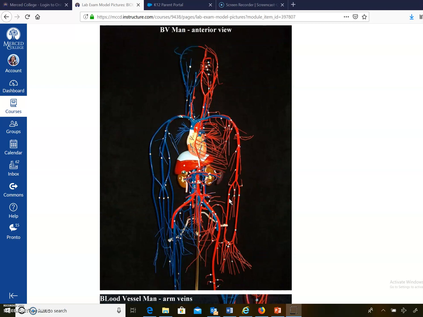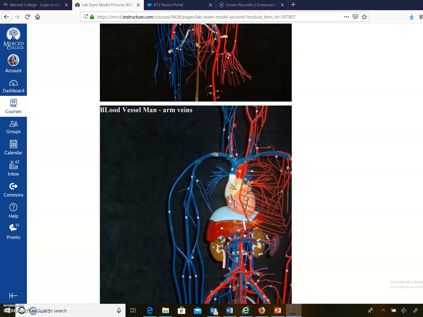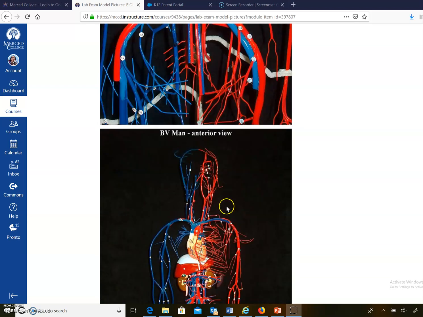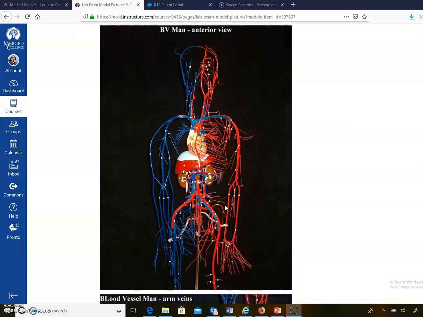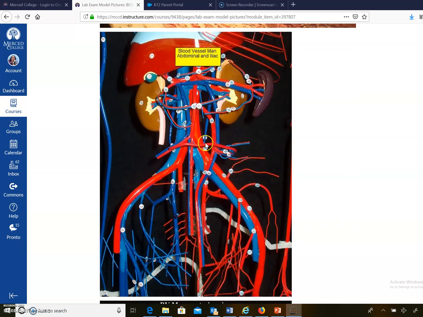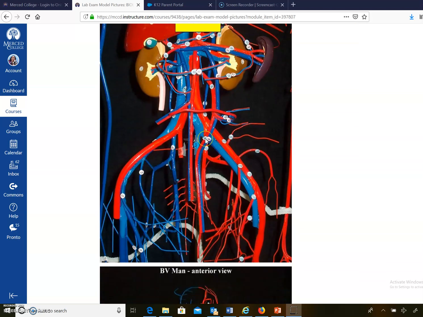We have anterior and posterior views. So what we're going to be looking at to start with is the anterior view of Blood Vessel Man here. Here's the heart. Here's the liver. Here's the apex of the heart and the base of the heart. And so here is the aorta. So the aorta, the ascending aorta is coming out. All right, the descending aorta, you can't see it here on this particular model.